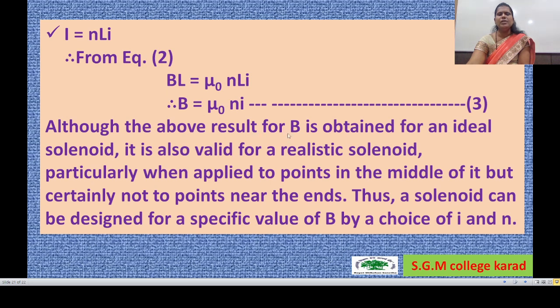Although the above result for B is obtained for an ideal solenoid, it is valid for a realistic solenoid, particularly when applied to a point in the middle of it, but certainly not near the end. A solenoid can be designed for a specific value of B by the choice of I and n. This equation, B equals mu 0 n I, indicates the magnetic field due to a long closely wound solenoid. This is the application of Ampere's law.